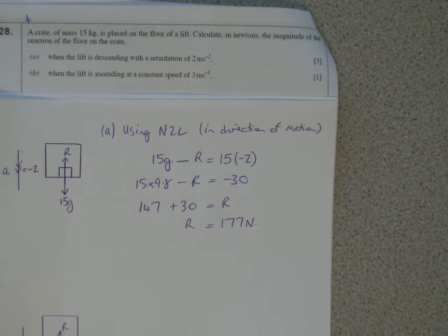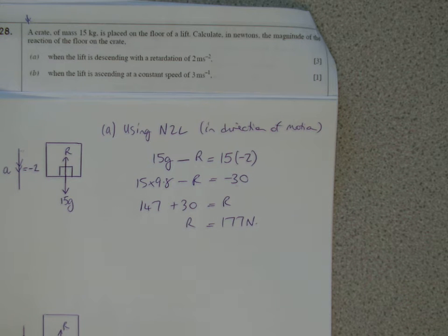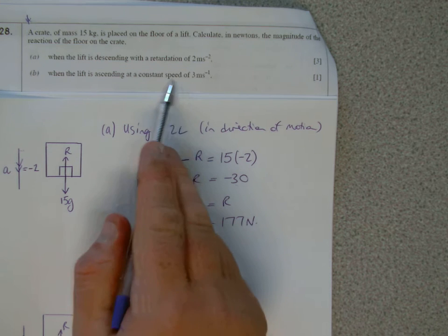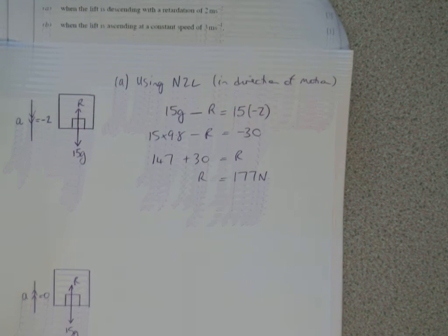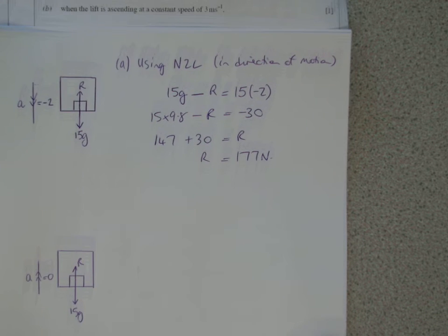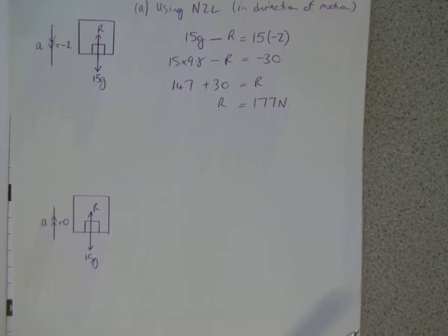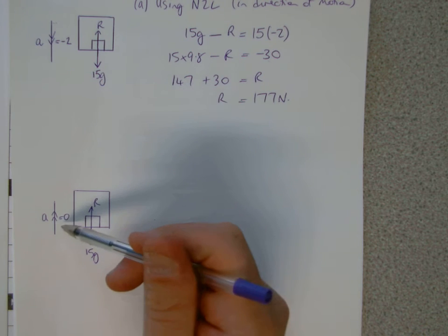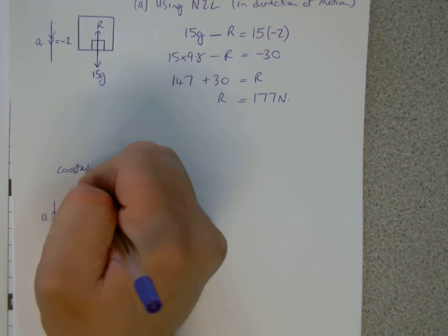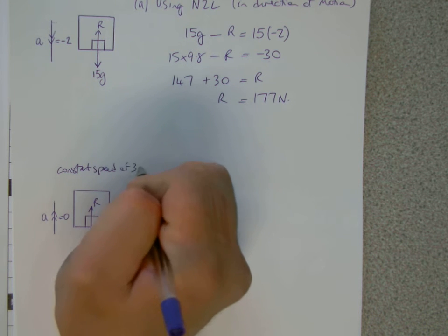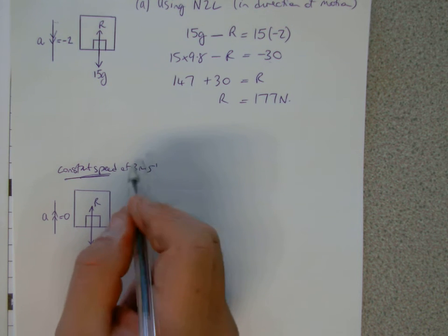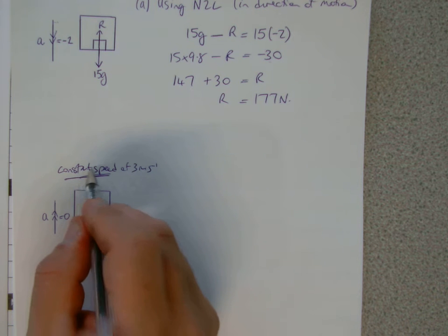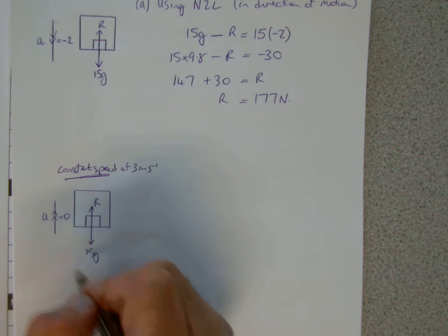Okay. Part B, it's only worth 1 mark. When the lift is ascending at a constant speed of 3 meters per second. So they mentioned the speed here, whereas before they mentioned the deceleration. And you've got to ask yourself how relevant that is, because when we look at the diagram I've drawn, it is ascending, it's going up, but it's going at a constant speed, yeah? Constant speed of 3 meters per second. Now, the important bit for me is this here, constant speed. I'm not really bothered about what the speed is. If it's going at a constant speed, we can say the acceleration is 0, can't we?